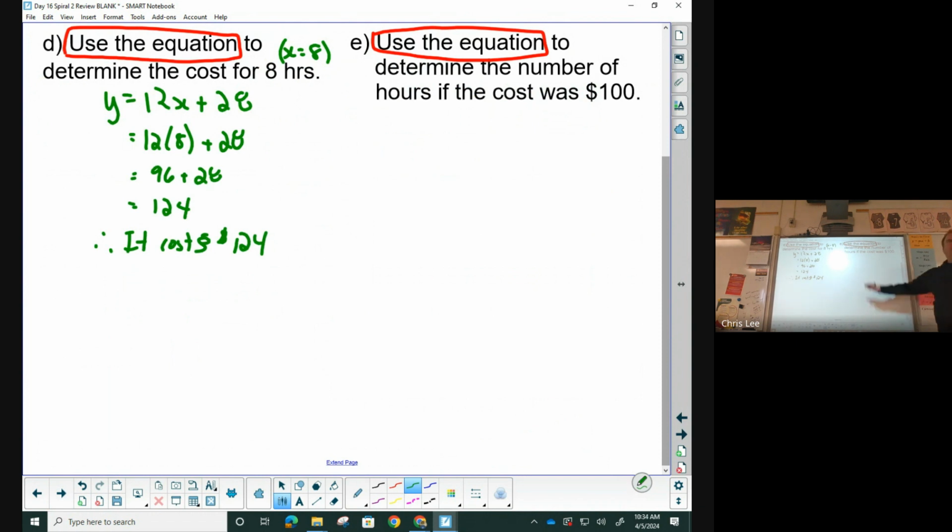This is the exact type of question that you could have used for your worksheet, right? The one that you're going to create your own. This is the same scenario.